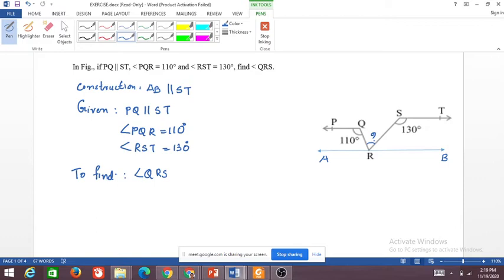Okay, Fanindra, we were solving this problem. So we are given some two measures and two lines are parallel. So to find out the angle, we just draw a line which is parallel to the line ST. So now find out the measure of angle QRS. So no one got the answer for angle QRS till now. It's very simple. Supraja, what about you? Did you get the answer?